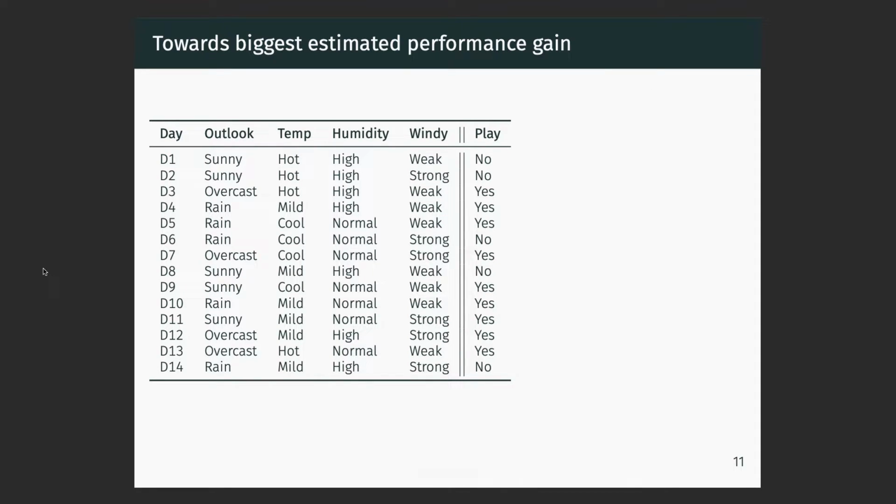Okay, so now we've looked at a statistical measure of the disagreement, which is the entropy. But if you remember, we were saying that we want to build a greedy algorithm which gives us the biggest estimated performance gain. Right? So can you now think of something which is related to entropy, but is also talking about the performance gain?